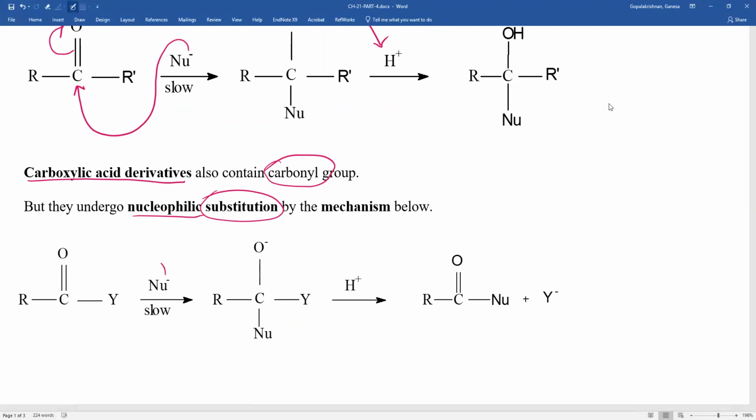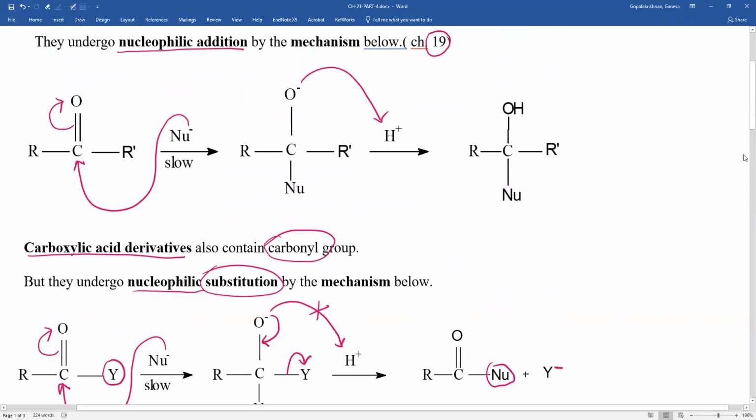Same nucleophile, it adds to the carbonyl carbon and flips the bond. Next we expect it to pick up a proton and form an alcohol. That is not happening. Instead, the negative charge returns the electrons and pushes this out. So the Y group in carboxylic acid derivatives leaves as Y minus. We substituted the Y group with a nucleophile, so it is a nucleophilic substitution.